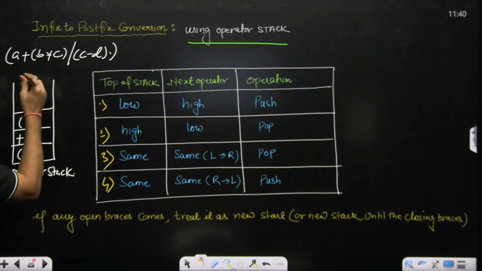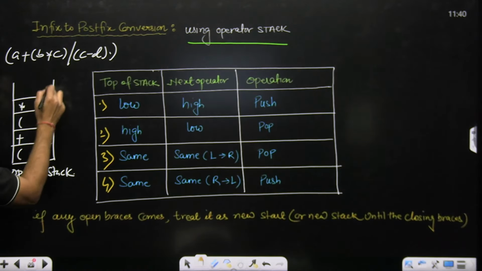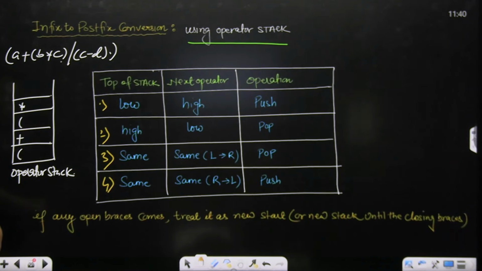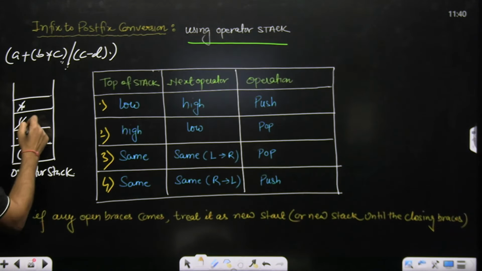Okay. After this the new operator is star, and after this, closing. Whenever a closing is encountered, pop up to the opening. Then after this comes division. Division is compared with this plus. Division has higher precedence than plus, so push into stack.